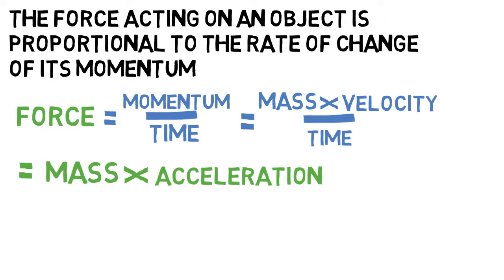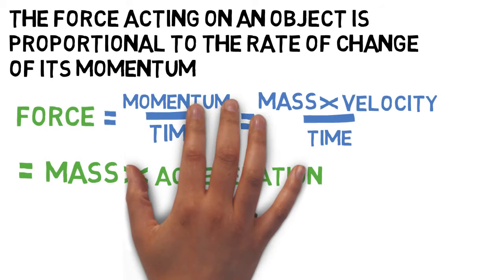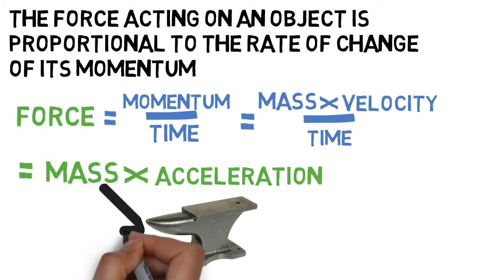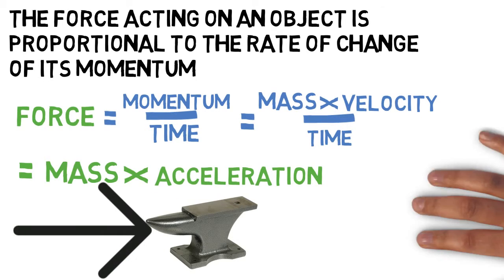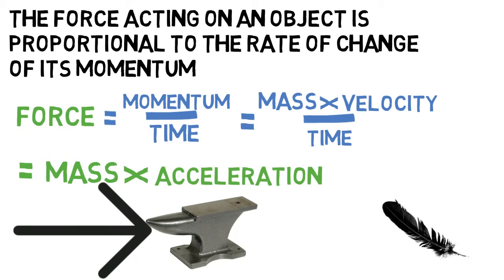The simple conclusion of the second law is that getting a massive object to accelerate quickly needs a strong force, and if the object is less massive or is not being accelerated as quickly, the force needed decreases.